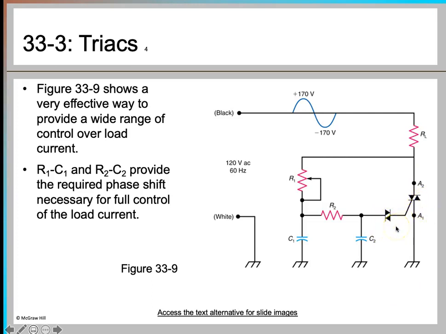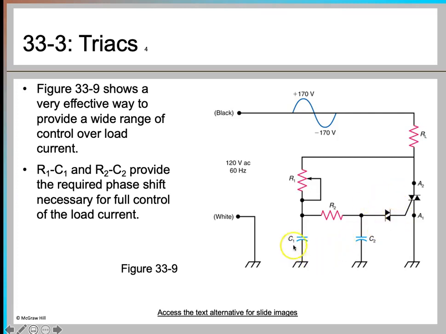The reason is that if you remember the characteristics of the diac, you will see that there are two breakdown voltages in the forward and in the reverse direction, and after reaching that breakdown voltage, you can provide the conduction, right? And that can be done on both sides, positive and negative.